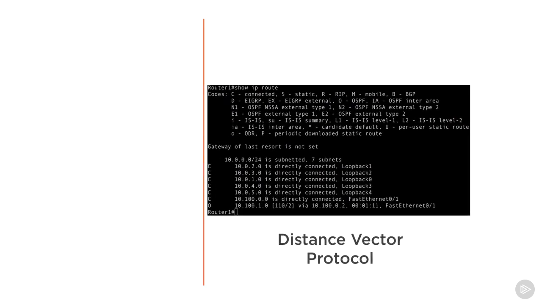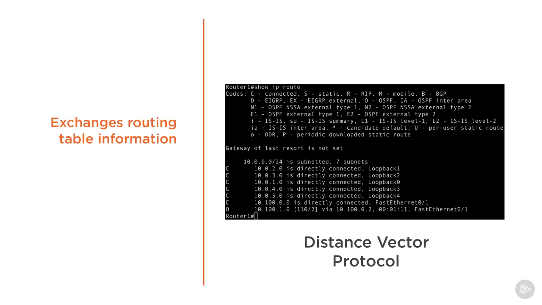First off, it's a distance vector routing protocol. What that means in this case is that EIGRP is going to exchange routing table information in order to populate a topology table. So we're going to synchronize these topology tables across all the routers in our EIGRP autonomous system, and the topology table is populated with the routing table information from its neighboring routers.